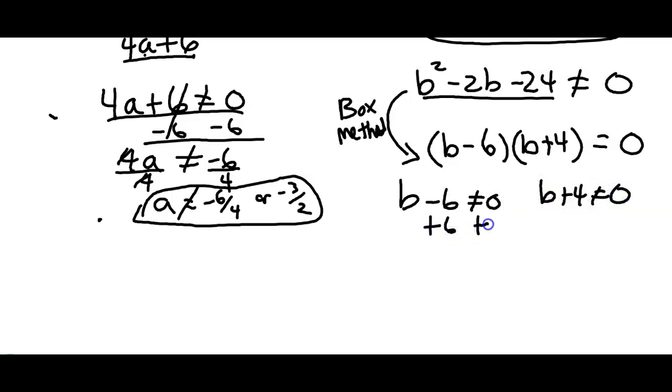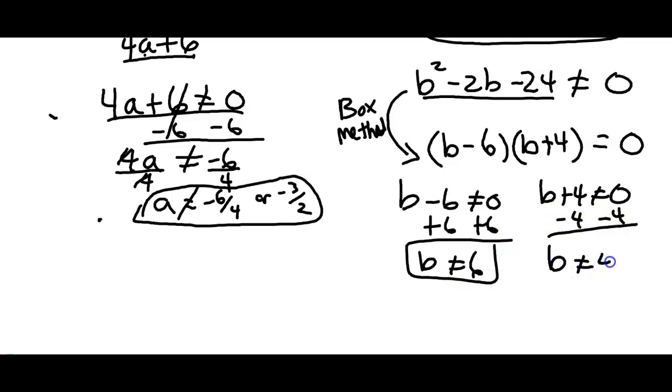So that means that B cannot equal 6, and B cannot equal negative 4, because if it does, what would happen? You get 0 in the bottom, and fractions can't have zeros in the bottom, right? So those are the excluded values. Excluded means not allowed to be included, right? It means it can't equal that value. So B is not allowed to equal negative 4.